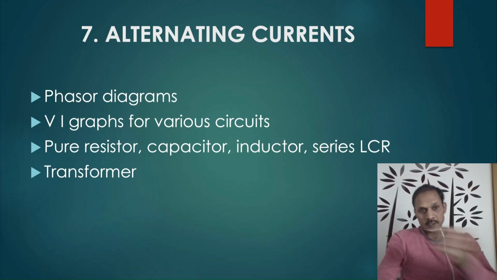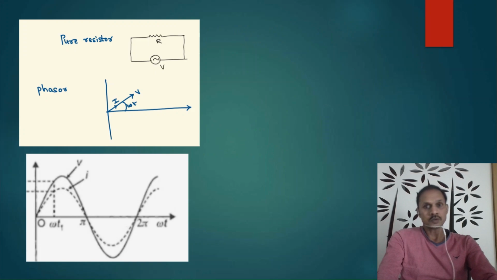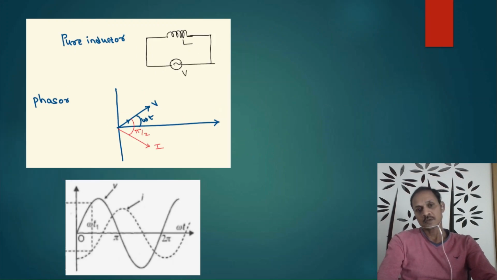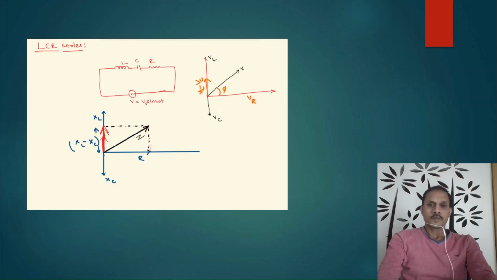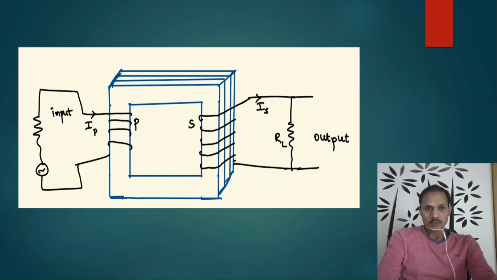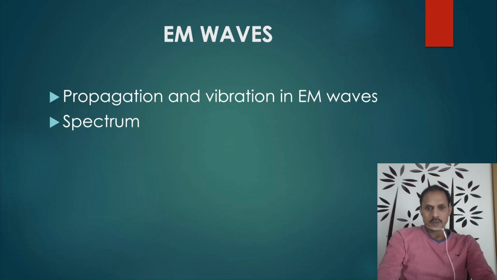Next, alternating currents. In this one, what do we have? Not like other diagrams. Here it is something different. Phasor diagrams, graphs, and impedance diagrams. All these things you have to practice for each and every circuit. Okay, pure resistor, inductor, whatever, or LCR, anything. Okay, all these things. Okay, I hope you are familiar about all these diagrams. And transformer also.